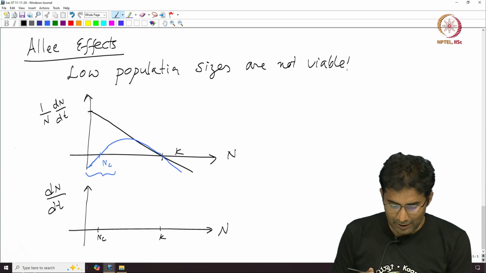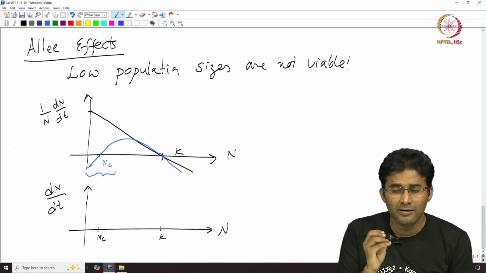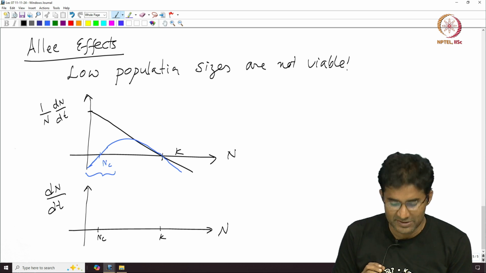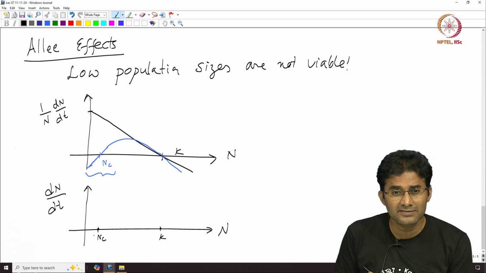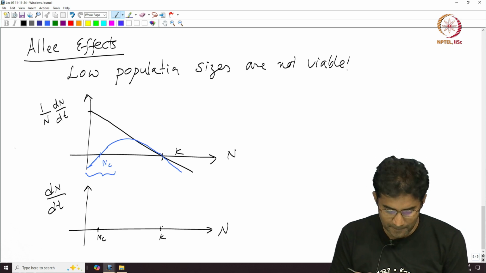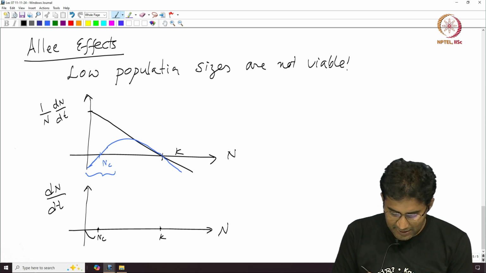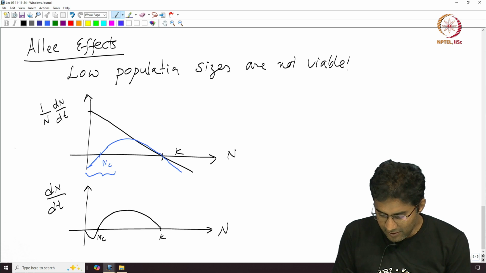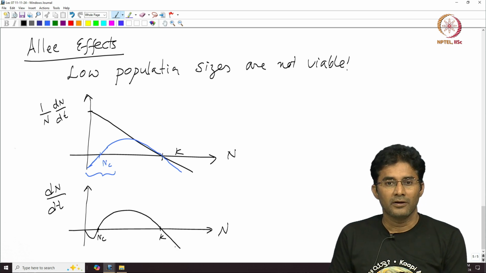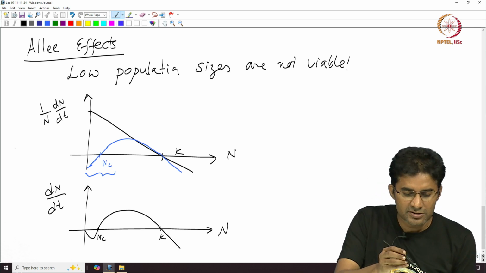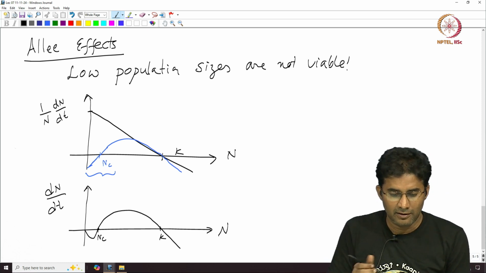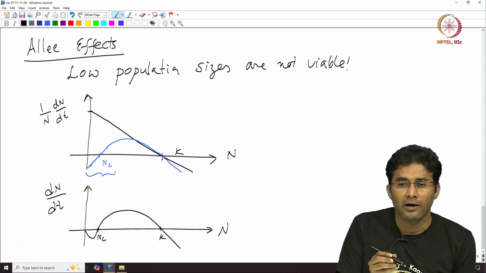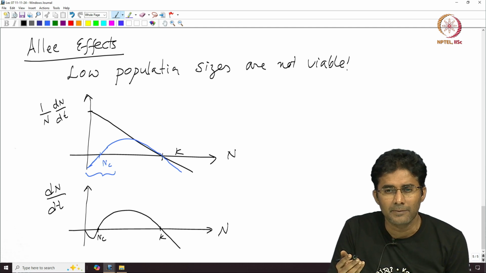One thing to note is that if the per capita growth rate is 0, population growth rate will also be 0, right. So therefore this curve has to again intersect 0 at both NC and K, and what we will find is that this will be the shape of the growth curve now. This is in contrast to the logistic population model, which had basically a quadratic shape.